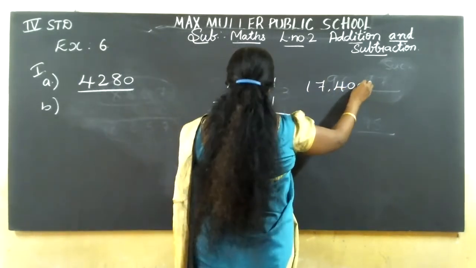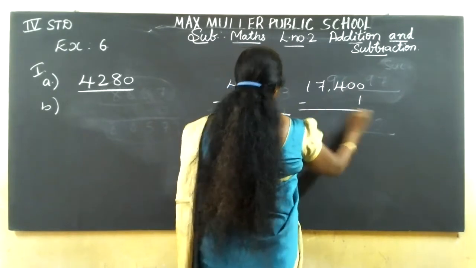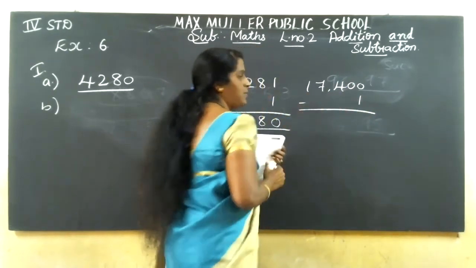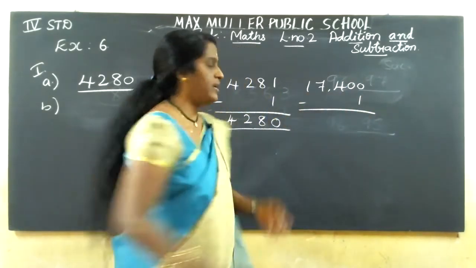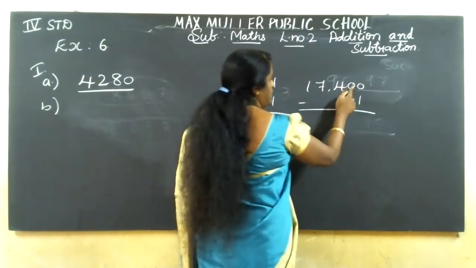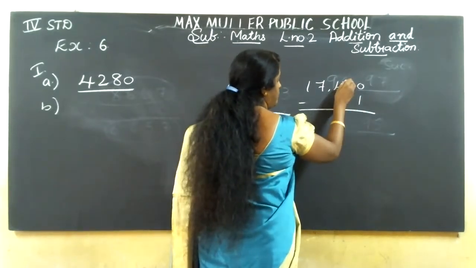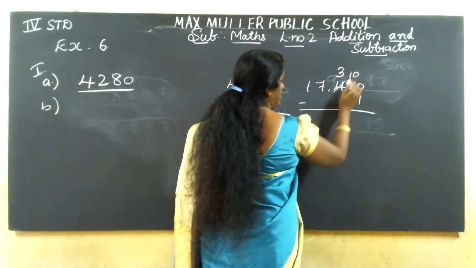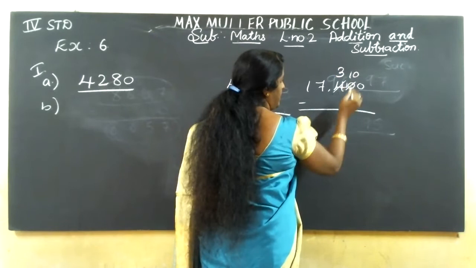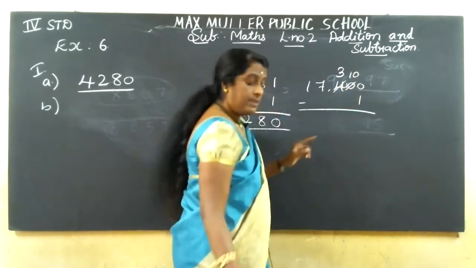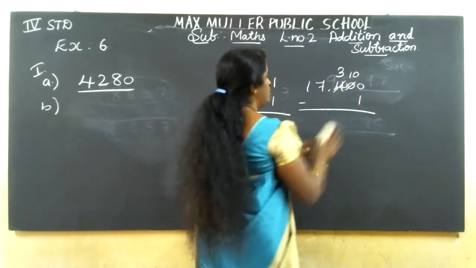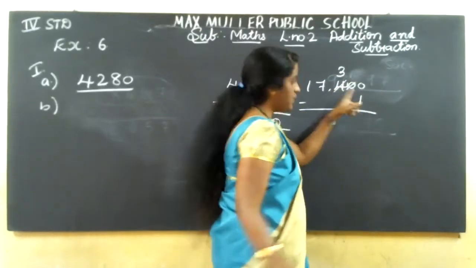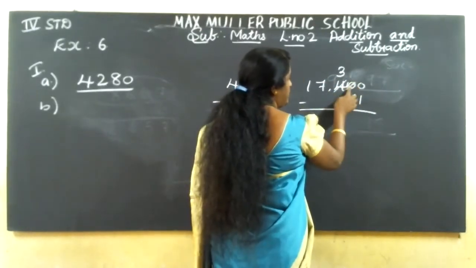17,400 minus 1. So how are we going to minus now? Here 0, here 0, so we'll borrow from 4, the hundreds place. Here it will become 3. Here it will become 10, because we borrow. I have written 1 here only. See, 1, so it becomes 10.